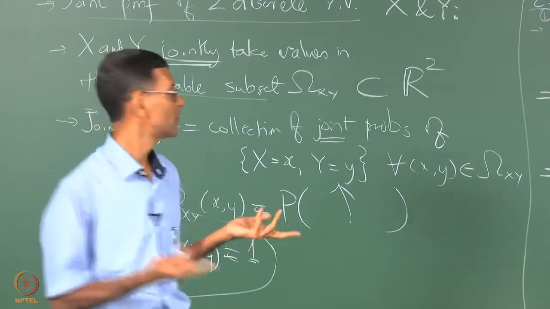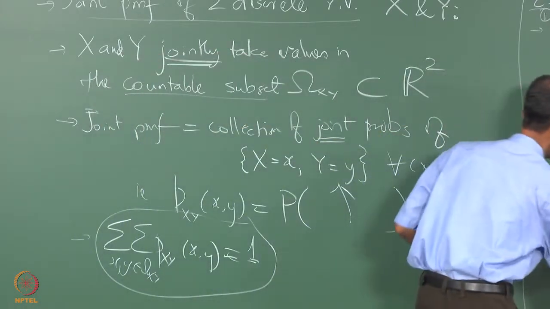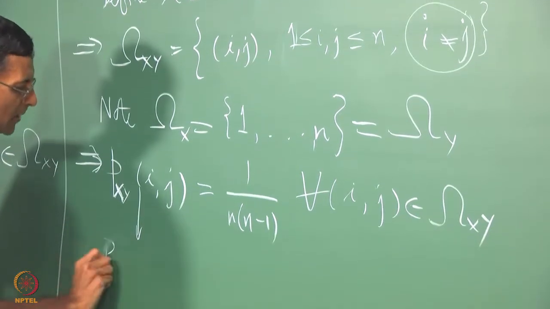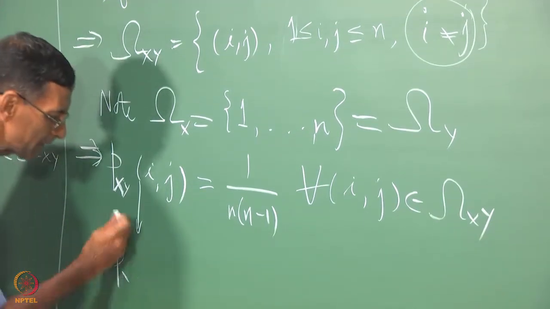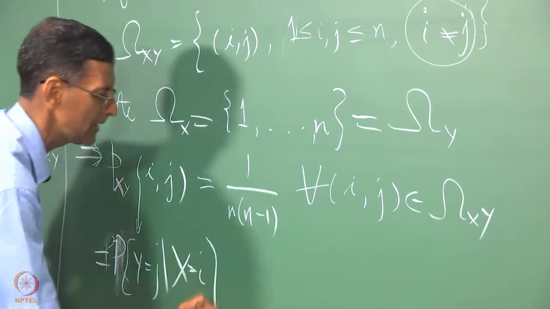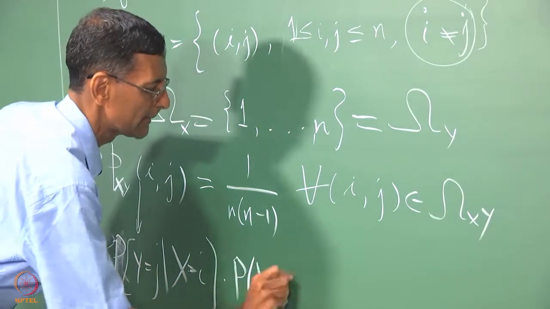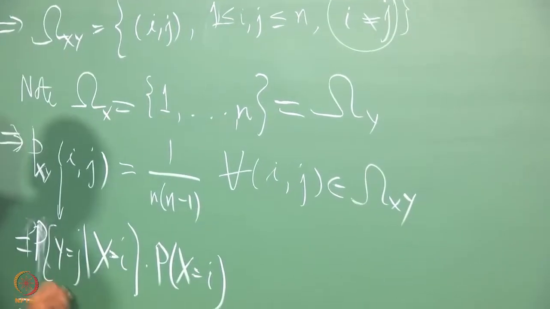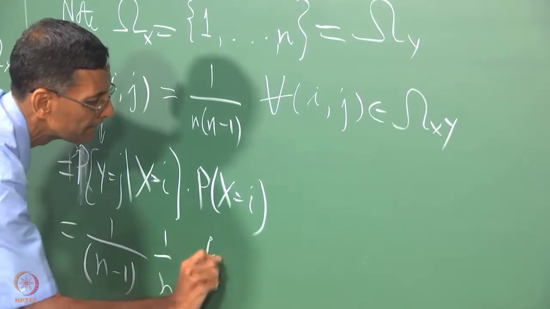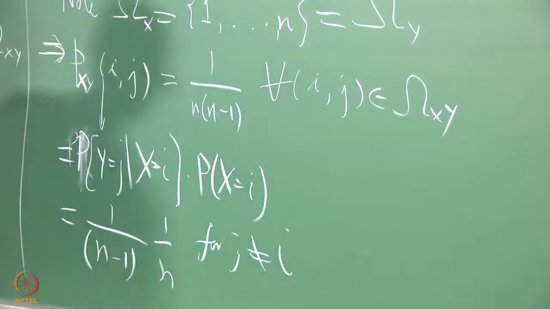So you think of this as the probability of y equal to j given x equal to i, into the probability of x equal to i, which is 1 by n minus 1 into 1 by n for j not equal to i, and it is 0 for j equals i, if you want to insist on setting j equal to i.